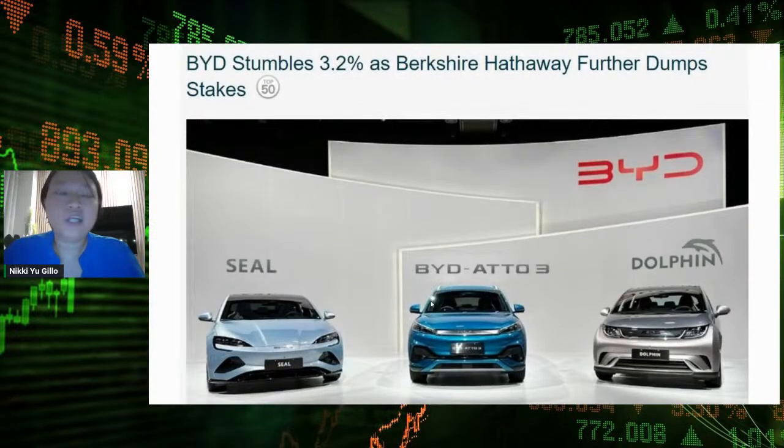Now I'm going to also share that BYD, which is the best-selling car in China, also stumbled 3% as Berkshire Hathaway further dumped stakes. You can see that as the markets in China have been rallying, the big-ticket whales like Berkshire Hathaway, or those who don't know him, that's Warren Buffett, you are seeing them continue to unload and dump their stakes, which they held on to. For Buffett, he held on to his stake in BYD since 2008, so that would be about 14 years.